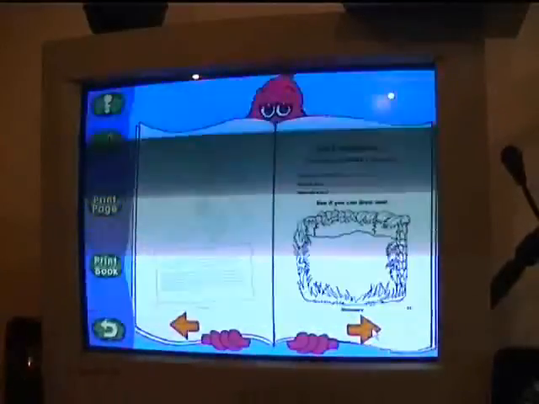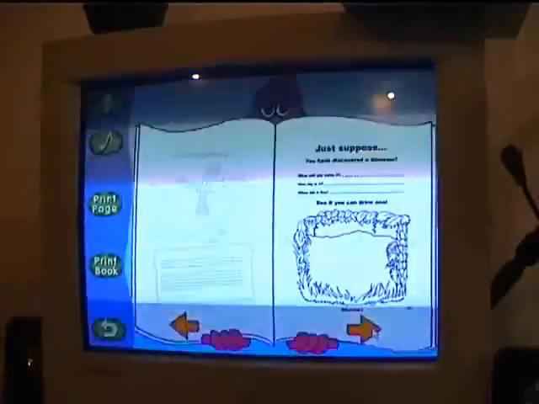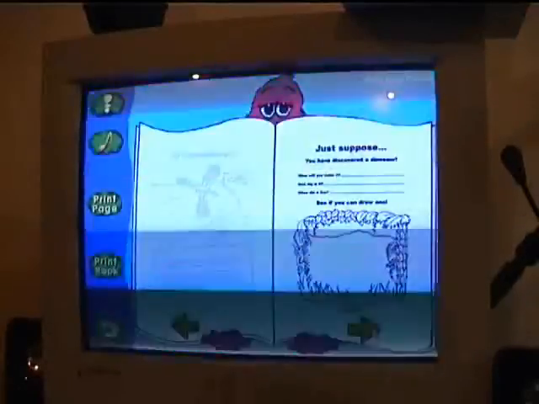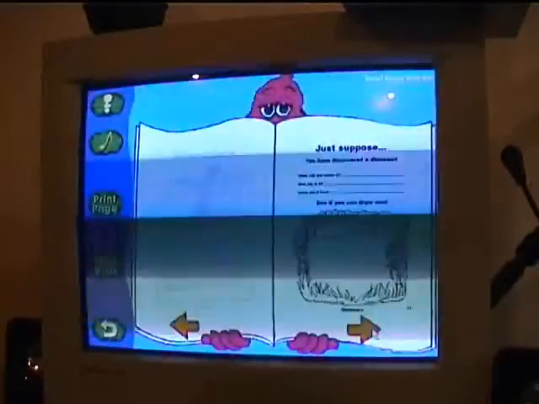Page 17. Just suppose you have discovered a dinosaur. What will you name it? How big is it? When did it live? See if you can draw one.